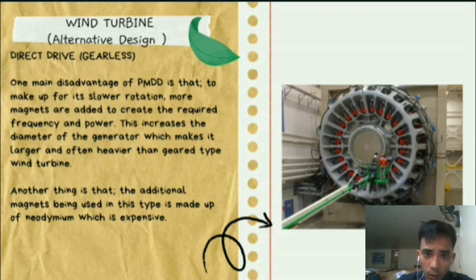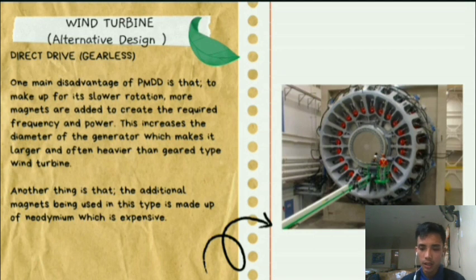Nabanggit ko po kanina, ito po yung disadvantage niya at mga challenges po niya na kung saan larger po siya at mas mabigat. Bakit po? Kasi kailangan daw po siya ng maraming magnet na kung saan nag-record po siya ng frequency and power. Sabi po dito, this increases diameter. So, ibig sabihin, malaki daw po talaga yung makakain nito o masasakop nito.